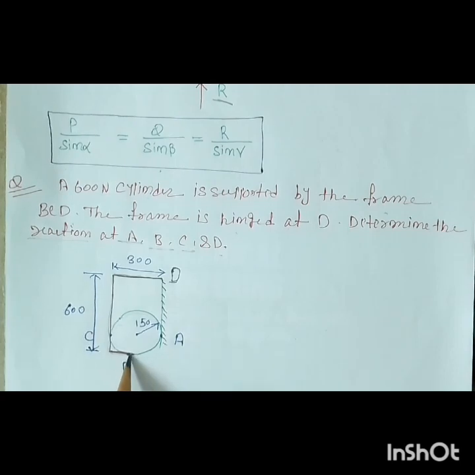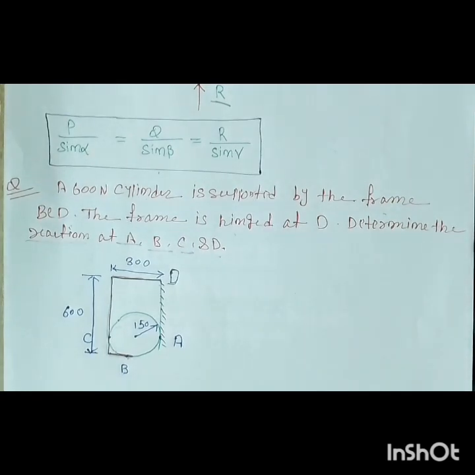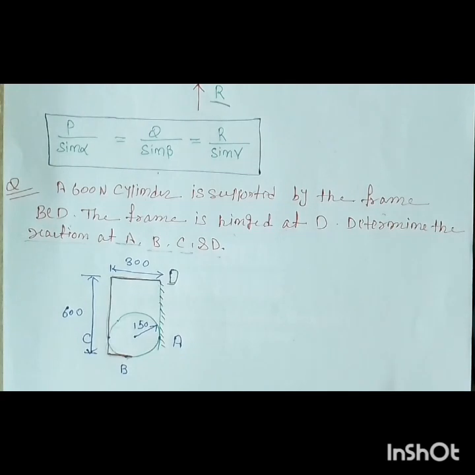Between the cylinder and the frame are B, C and D. B, C and A, and D is this. So you have to find out the reactions at B, C, D and A also, right? So first of all, let us see how these forces are acting.